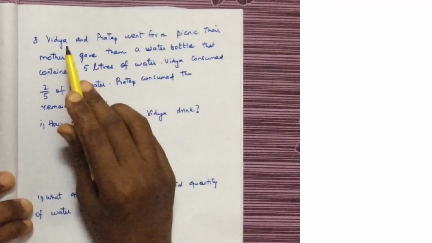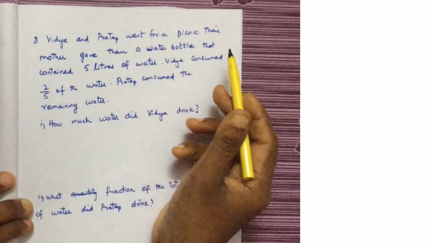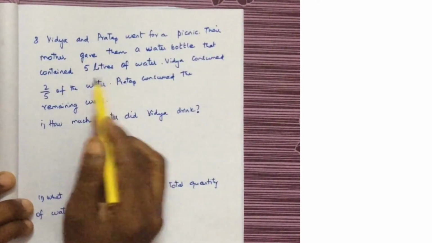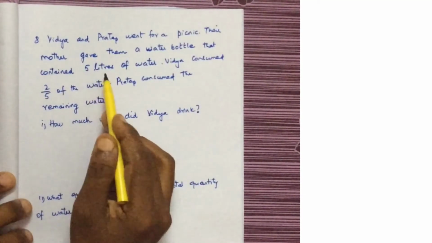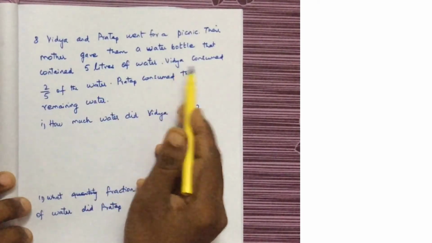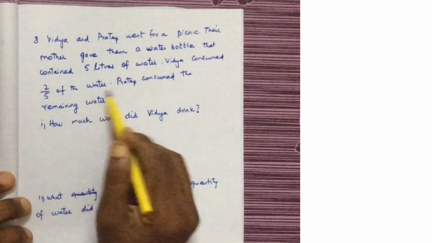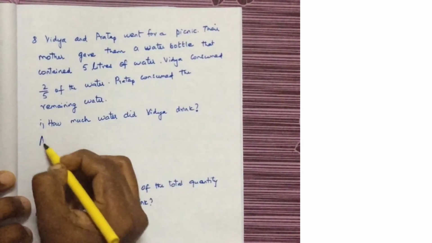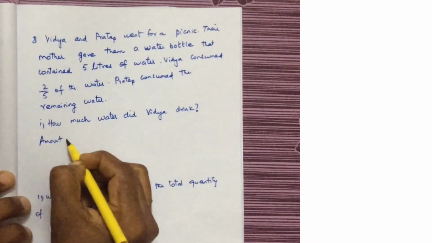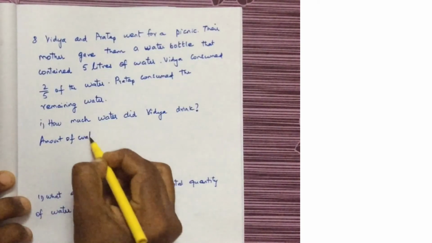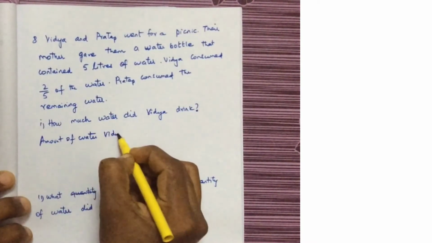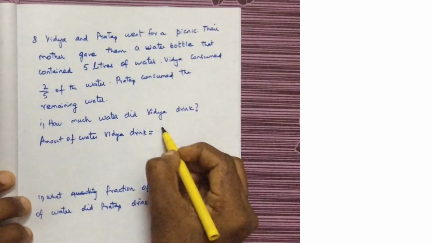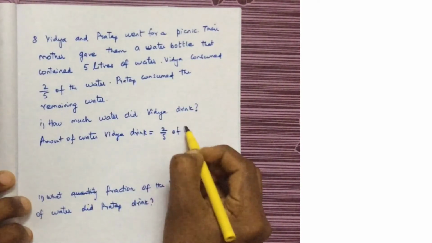So, Vidya and Pradap went for a picnic. The total amount of water is 5 liters. Vidya consumed 2/5 of the water. How much water did Vidya drink? Amount of water Vidya drank. What is that? 2/5 of the water.